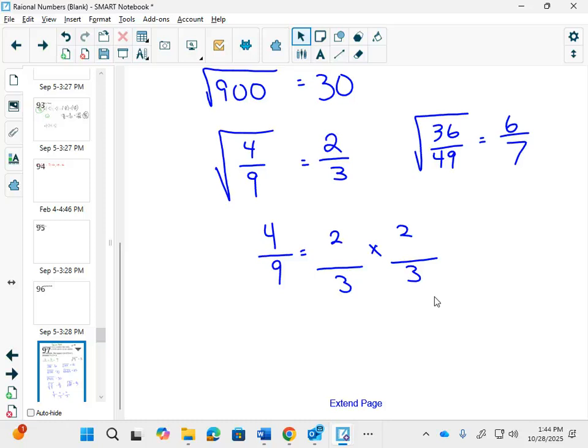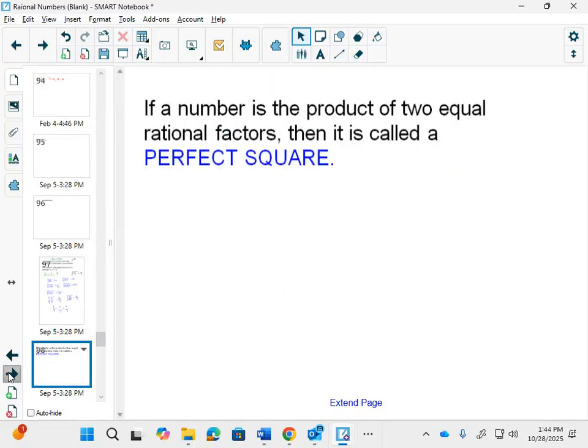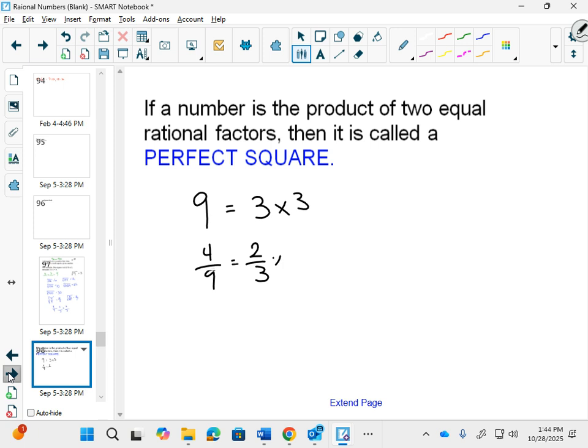That's what a square root is. It's looking for the number that times by itself is equal to what was inside the square root sign. So in our notes, what do we got? A number that is the product of two equal rational factors is called a perfect square. So 9 is a perfect square because it's 3 times 3. 4/9 is a perfect square because it's 2/3 times 2/3. If something is something times something, we call it a perfect square.